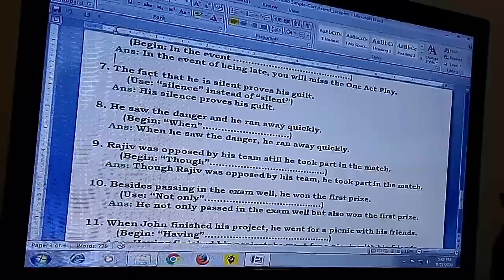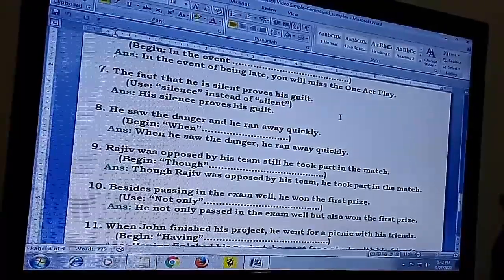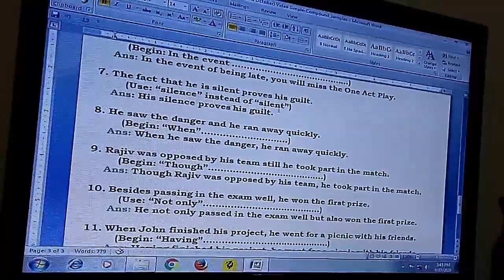Number 7, the fact that he is silent proves his guilt. Now use silence instead of silent.